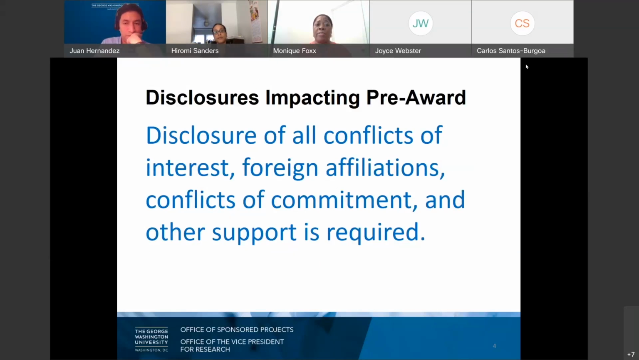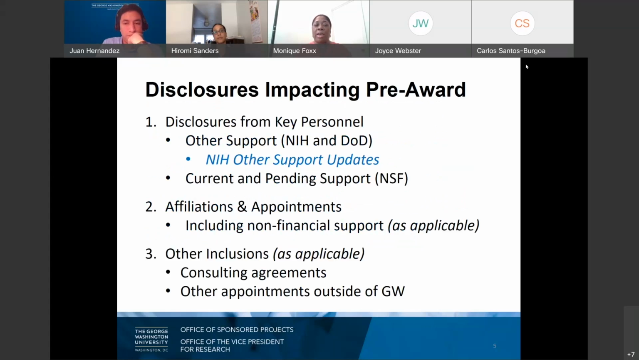I just want to re-emphasize that disclosures impacting pre-award should include all conflicts of interest, foreign affiliations that impact your research endeavors, conflicts of commitment, as well as other support. So I know we're running out of time a little bit, but I will try to be as swift as possible. It's important that we look at disclosures for key personnel, right? Because that's where NIH is looking as our leaders for scientific and technical research. They're expecting anyone who's identified as key personnel to have these proper disclosures.